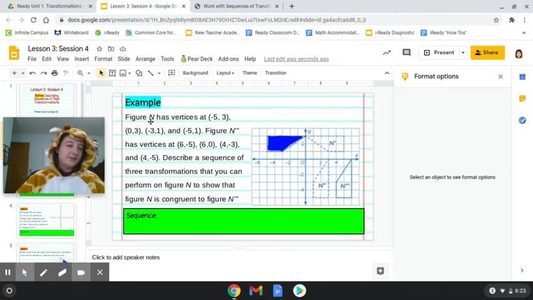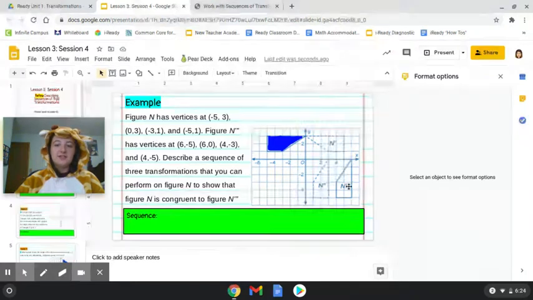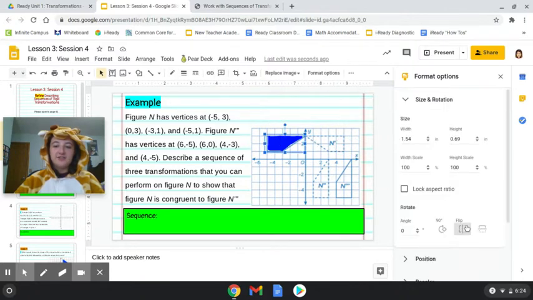So for our first example, we have this figure N that has these vertices here, where our original figure is, and we want to get to figure N triple prime. So we're going to figure out what 3 transformations we could do to get to this N triple prime. So we're going to start by reflecting across the y-axis. So that will give us this figure here, this N prime. Then we are going to rotate 90 degrees clockwise, which will give us this N double prime figure here. And then we're going to end it by translating over to the right until we meet our N triple prime.